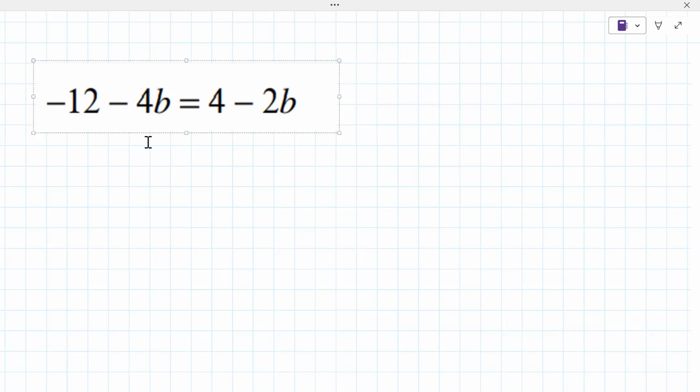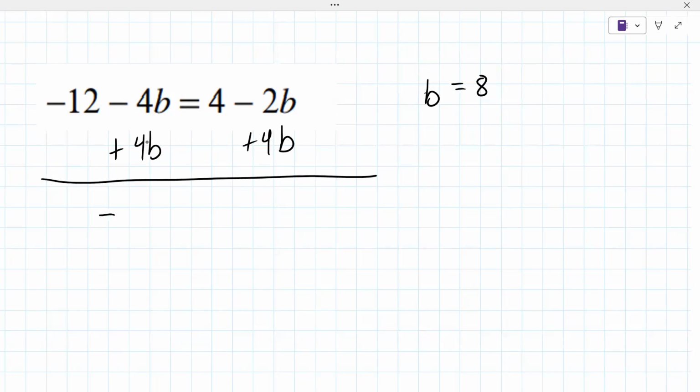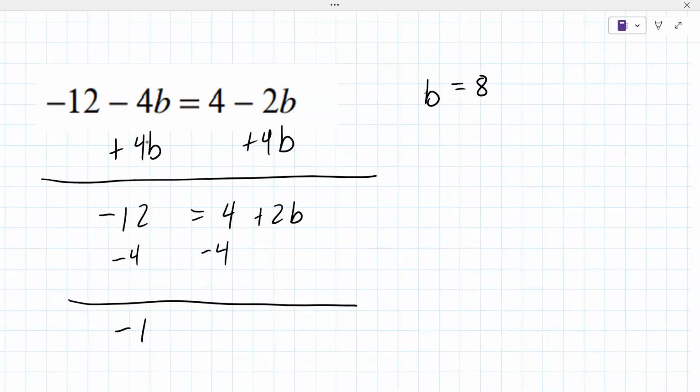I got b equals 8. Okay, so let's add 4b to both sides. I'm not saying you're right or wrong. I'm just going to work it out in case you want to look at it later. Minus 12 equals 4 plus 2b. Subtract 4 from both sides. So negative 16 equals 2b.